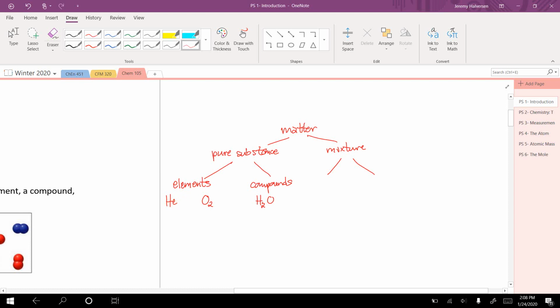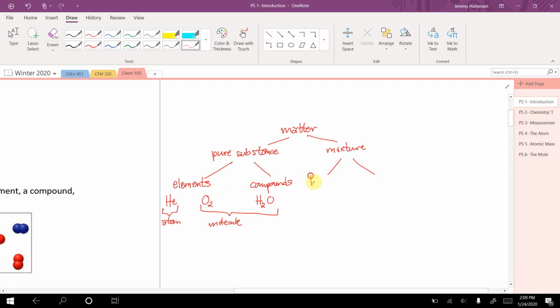And let me add one more note on here. We can further differentiate these by saying this is an atom because there only is one atom. These are molecules because there's more than one atom. So again, elements have one type of atom. Compounds have more than one type of atom. Atoms have just one atom. Molecules have multiple atoms, whether they're the same type or not.